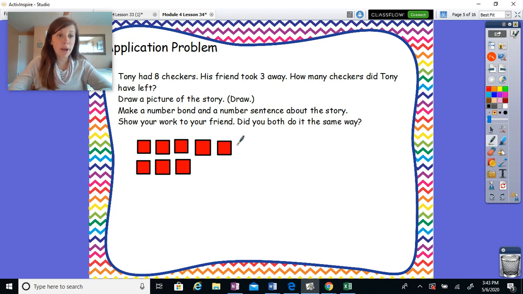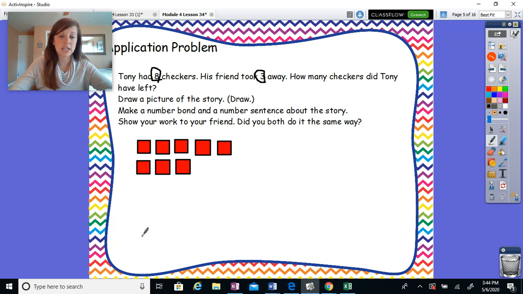Okay, so first we have a story problem to read, so let's read along with Miss Dolphin. Tony had 8 checkers. His friend took 3 away. How many checkers did Tony have left? And they want us to draw a picture. Okay, so the strategy that Miss Dolphin is going to use is I'm going to cross out. So down here, I put down how many checkers Tony started with. He started with 8. So let's make sure that we have 8, okay? 1, 2, 3, 4, 5, 6, 7, 8.